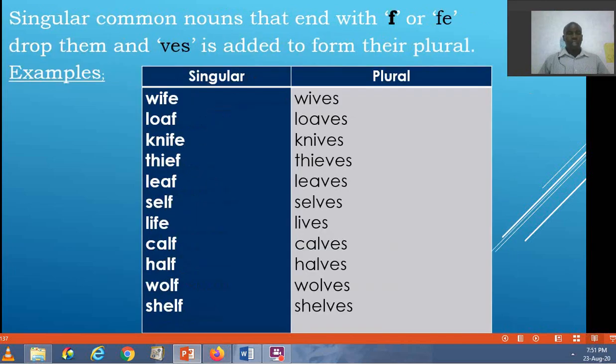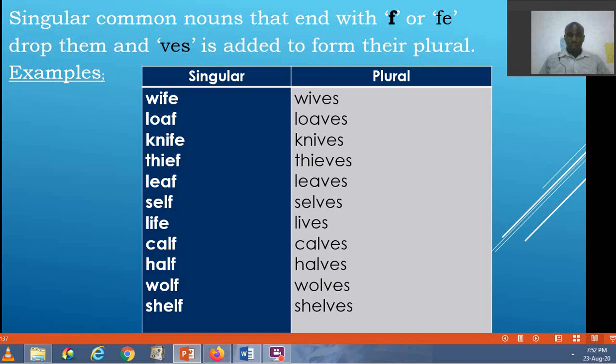Let us also continue. Another one is singular common nouns that end with F or FE. These ones drop the F, or we leave out the F and FE, and the F and FE change to V before we add ES. Meaning that when we drop the F or the FE, we take on VES. Somebody will ask, where is the V coming from? The V is coming out of the dropping of the F. So let us look at these examples.